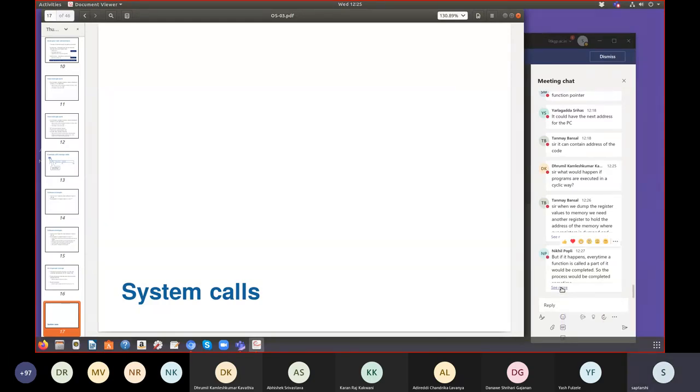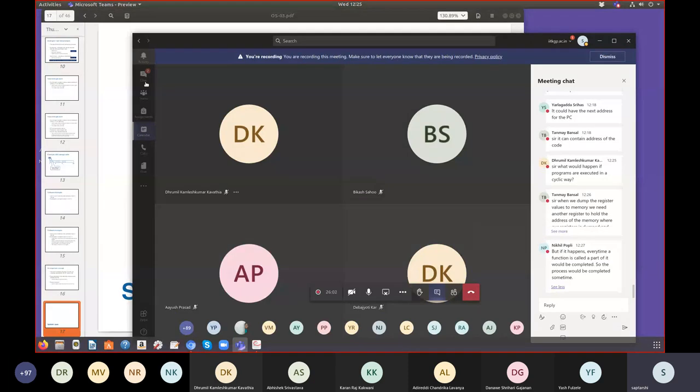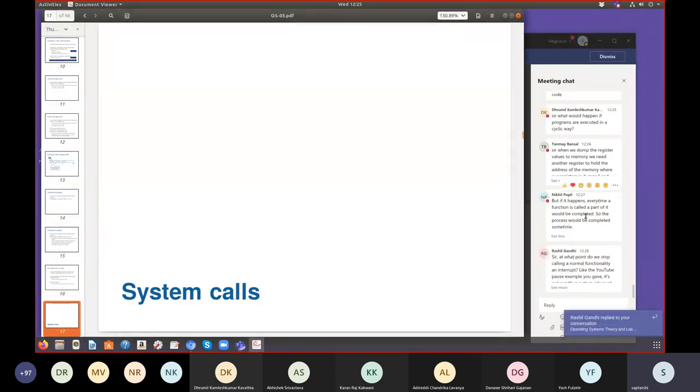Just a minute. Okay, Nikhil I think has a point to add here. If it happens every time a function is called, a part of it would be completed, so the process would be completed sometime.